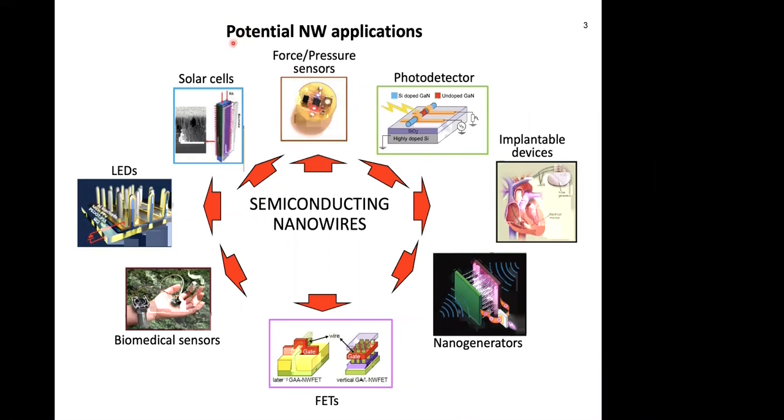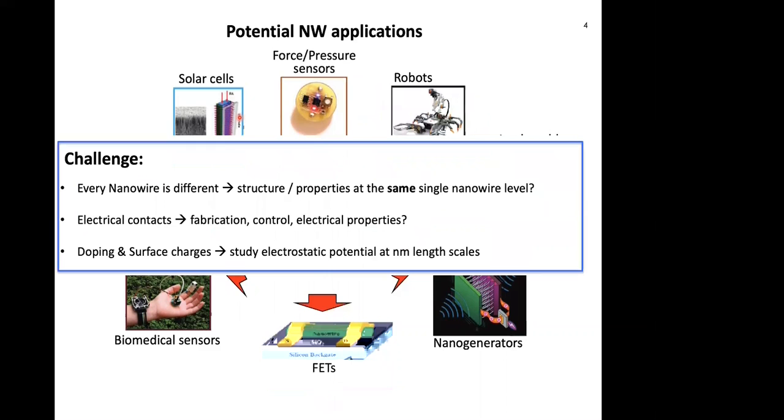And semiconducting nanowires are highly studied today because they are very promising for many different device applications. For example, field effect transistors or light emitting diodes or solar cells. But of course, there are some challenges remaining for successful implementation of these nano objects in devices.